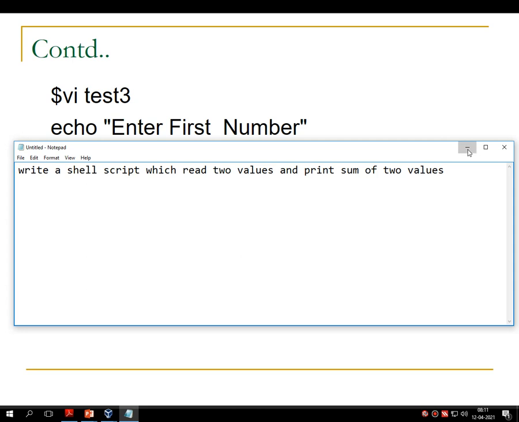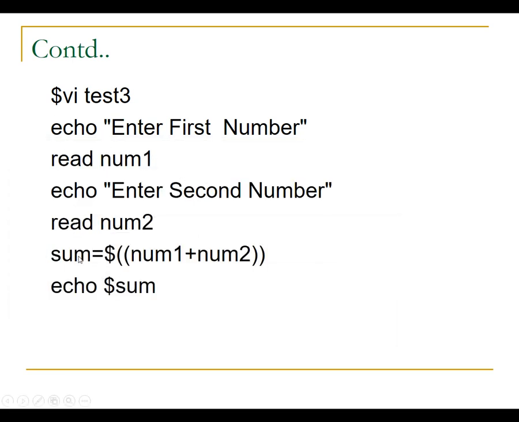So for that, the shell script would be like this. First create a file name, then by pressing i enter insert mode, and type echo "enter your first number", read num1, echo "enter your second number", read num2, sum equals $((num1 + num2)), with the two brackets closed, and then echo $sum.